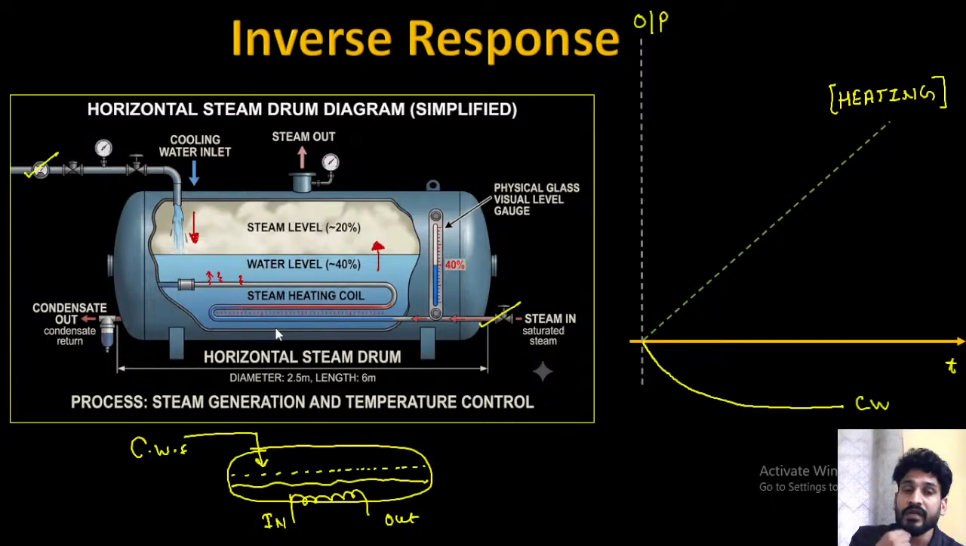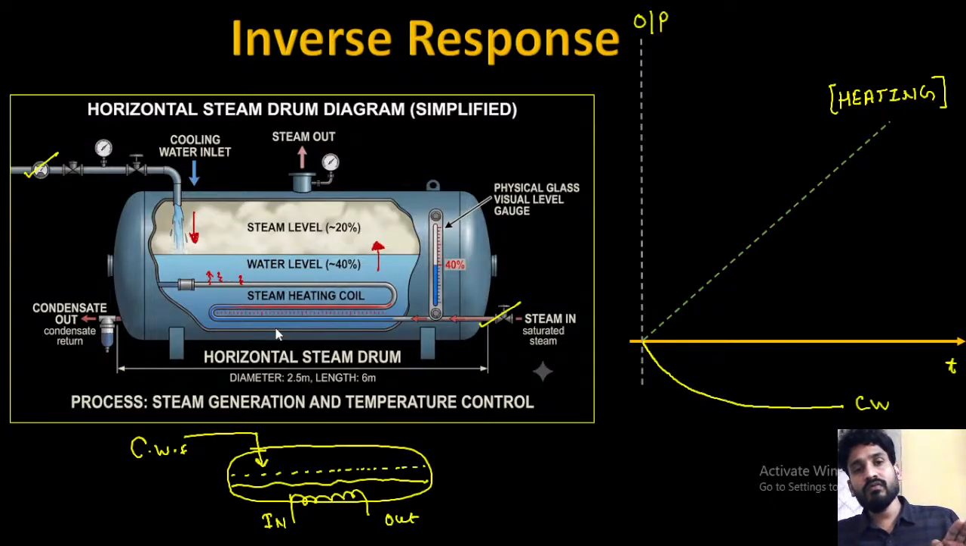What I want is that my steam level will be increased. It is clear to you, because this is the boiler operation, and I want the conversion of water to steam. So initially my steam level will be decreased. Now see the steam heating coil action. After some time, the heat transfer will occur between the cooling water and the steam coil, and again the steam level will rise.